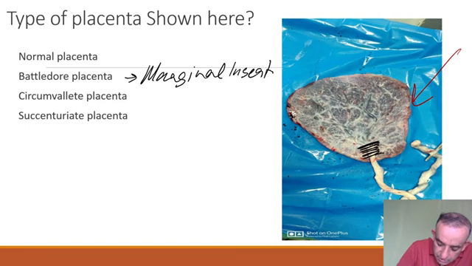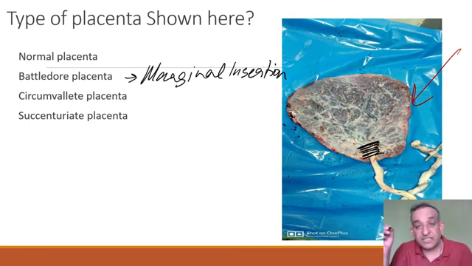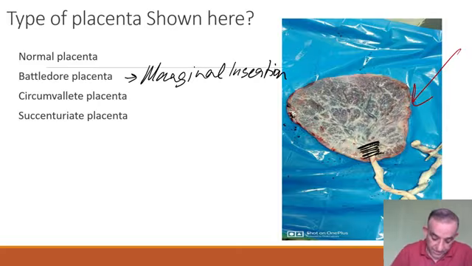It is also known as a marginal insertion of the placenta, and this is the one in which there can be detachment of the cord. When I'm doing a controlled cord traction and trying to take out the placenta, there might be a detachment of the cord. All right, so that is the answer to this one. Answer is B.